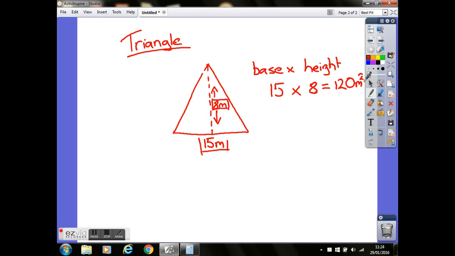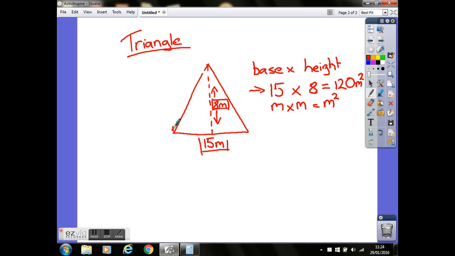So again, remember, it's meters squared. Even though it's a triangle, it doesn't matter. You're still timesing meters by meters, which is still going to give you meters squared. Every time, it doesn't matter what shape it is, you'll always end with that. So this is the very start of how we do it.